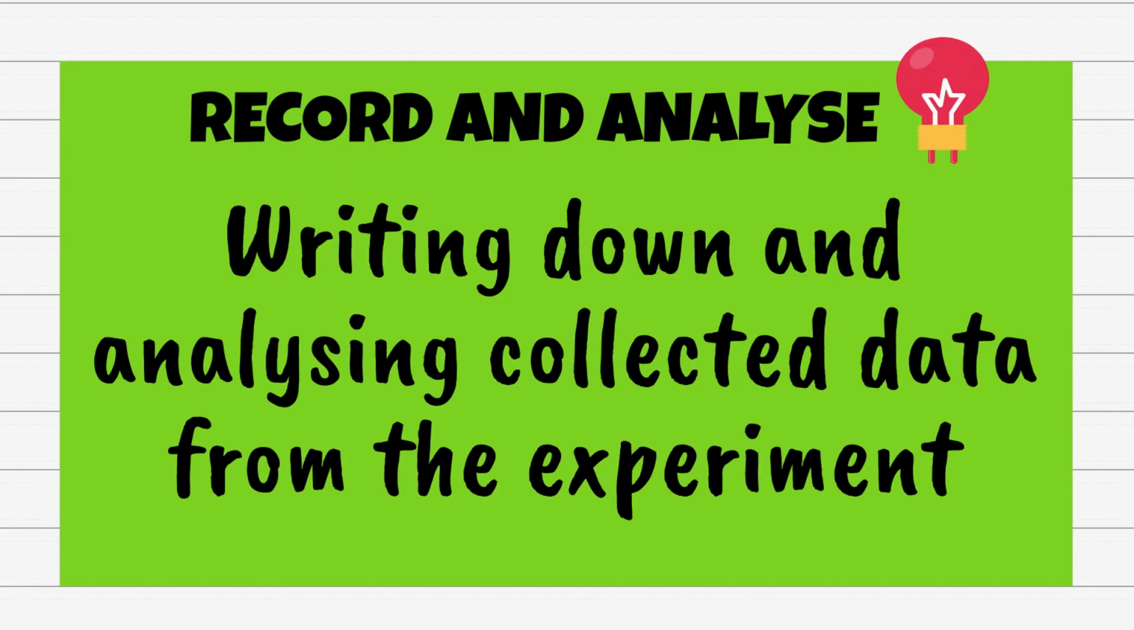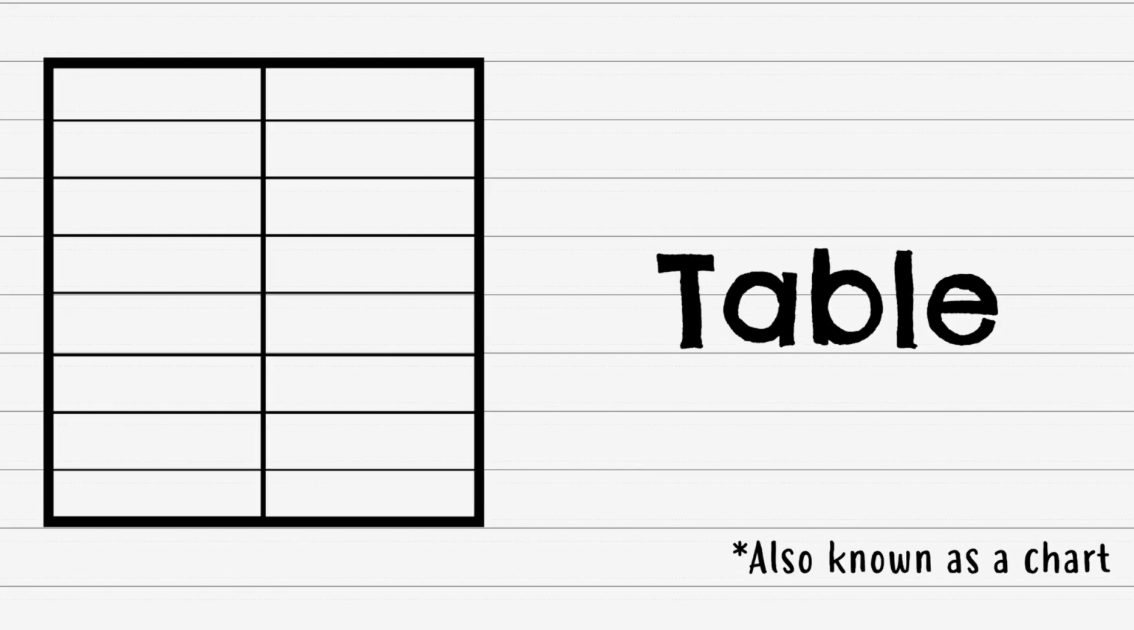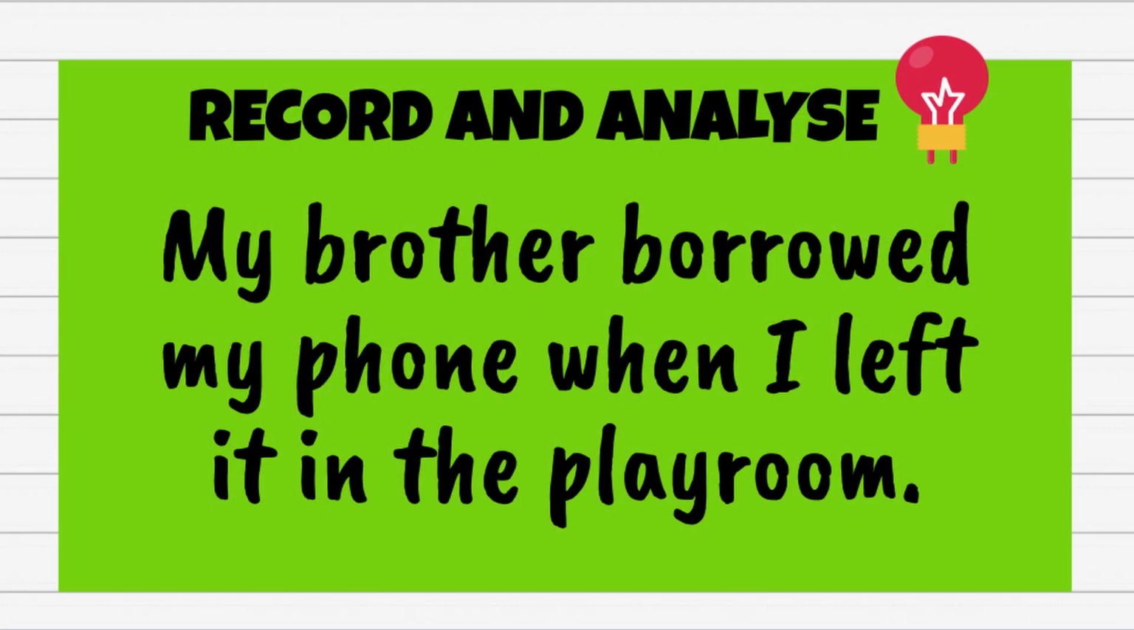Second to the last step is to record and analyze the data you have collected from the experiment. In our example, there is no need to record the data because it's easy to remember. But in other experiments, it may be handy to record and input the data into a graph or a chart. This way, it would be easier to digest the information you got from the experiment and form a conclusion. The analysis you could make from seeing your brother have your phone is that my brother borrowed my phone when I left it in the playroom.